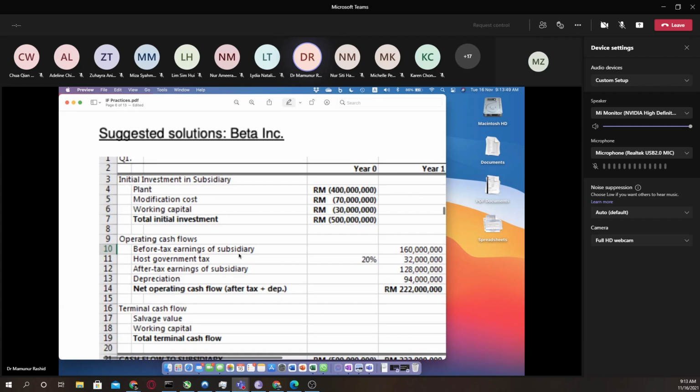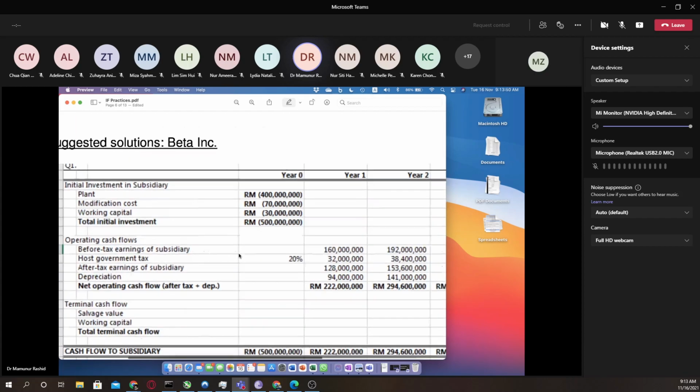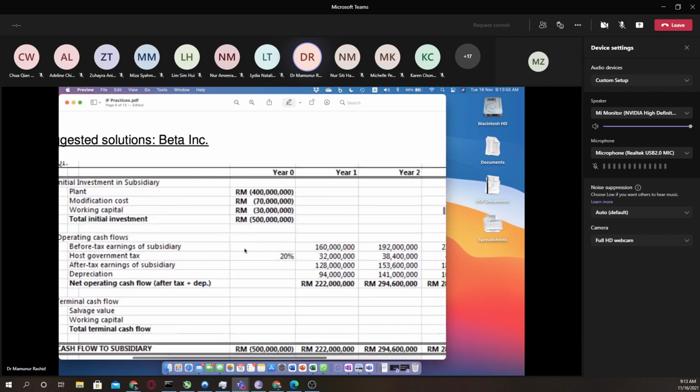Next, go to the operating cash flow. In the operating cash flow, you have pre-tax earnings given for each year. I will only refer to the first year, then we will just repeat the second, third and fourth year. Post-government tax is 20% in Malaysia, so you deduct the tax. After-tax earnings for the subsidiary is calculated by deducting 160 minus 32.